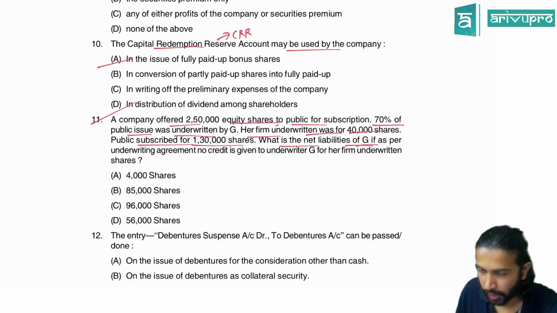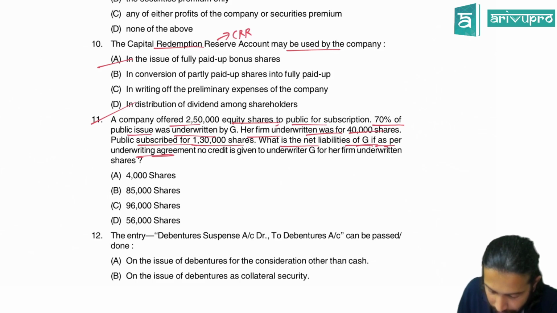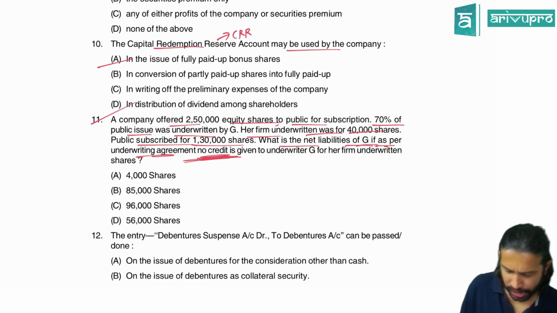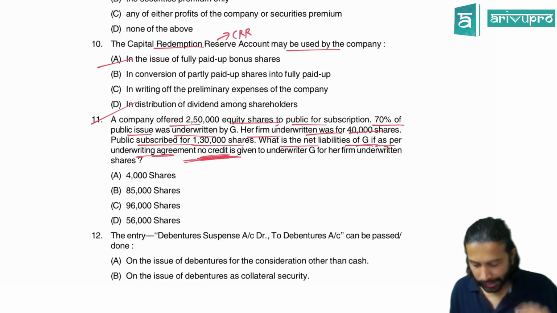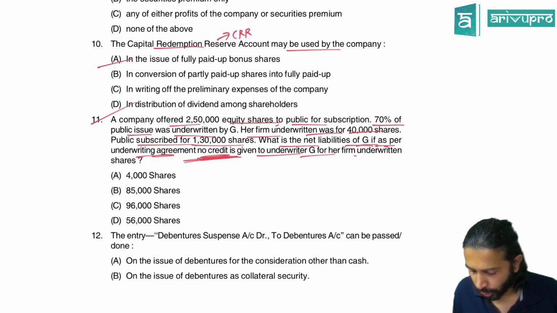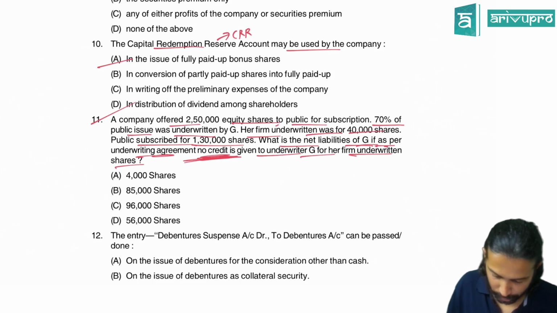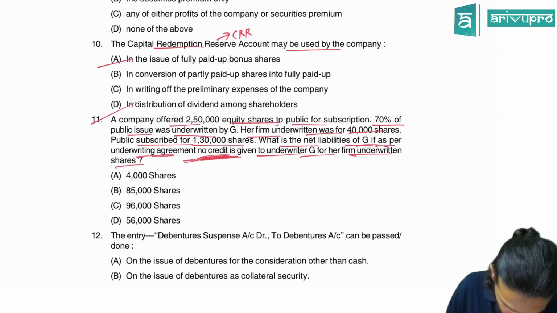They're asking what is the liability of G. The next part is important, so be careful. Read that: if as per the underwriting agreement, no credit is given to the underwriter for firm underwriting. You remember the theory of this? We had done it also. Maybe you've forgotten. I will just show you the chart.